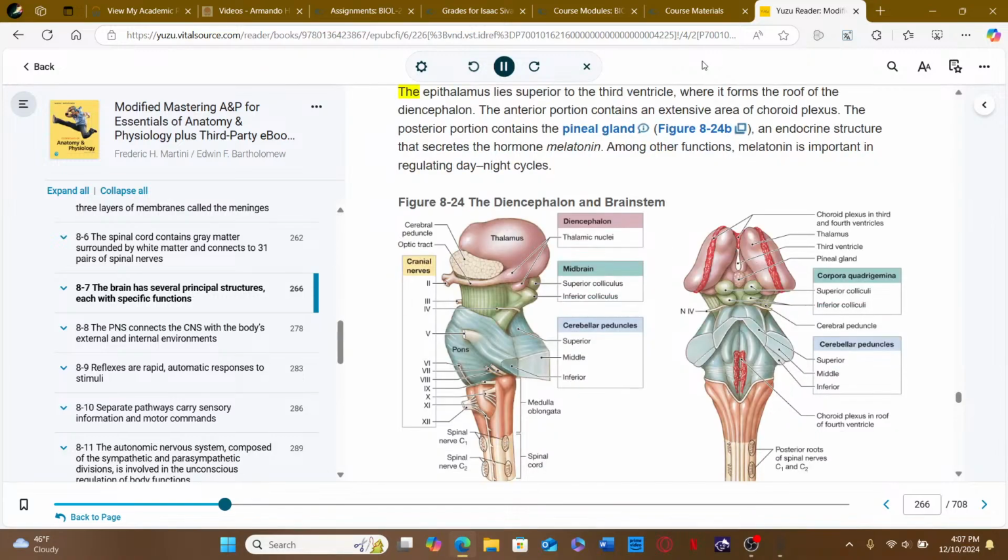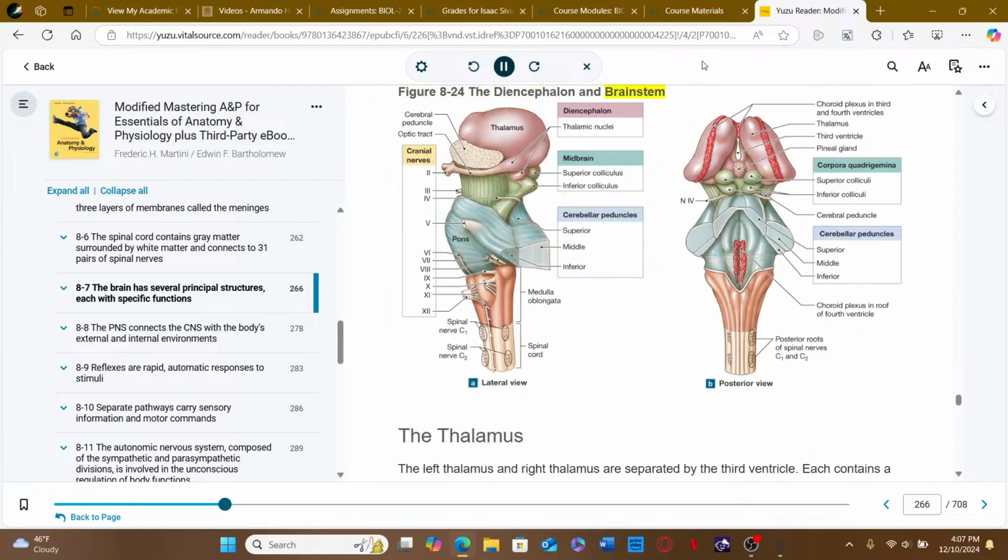The epithalamus. The epithalamus lies superior to the third ventricle, where it forms the roof of the diencephalon. The anterior portion contains an extensive area of choroid plexus. The posterior portion contains the pineal gland, Figure 8-24b, an endocrine structure that secretes the hormone melatonin. Among other functions, melatonin is important in regulating day-night cycles.